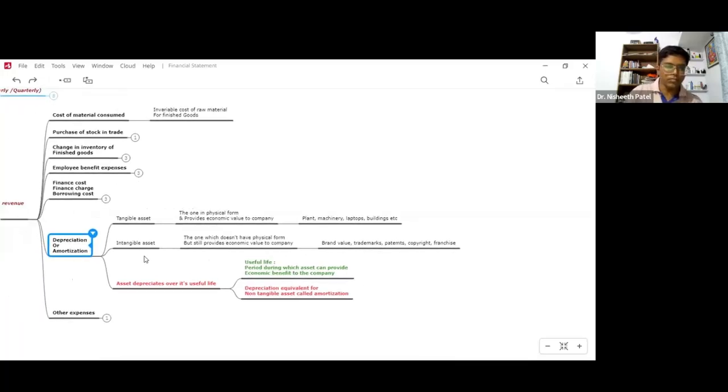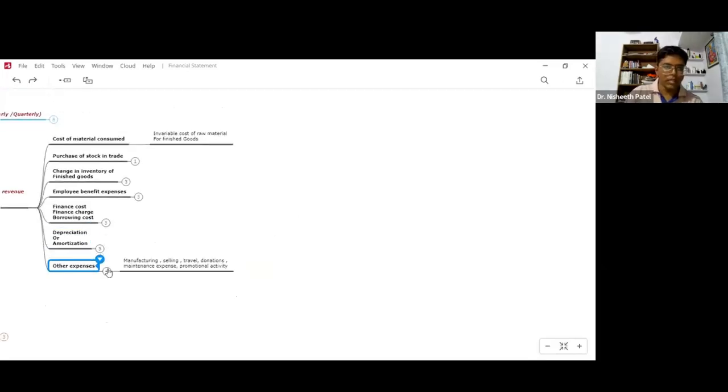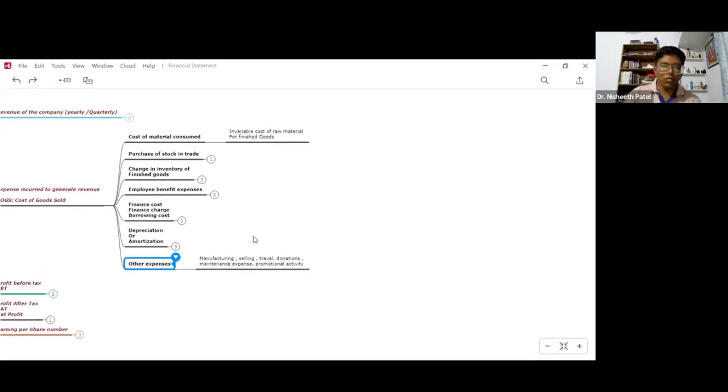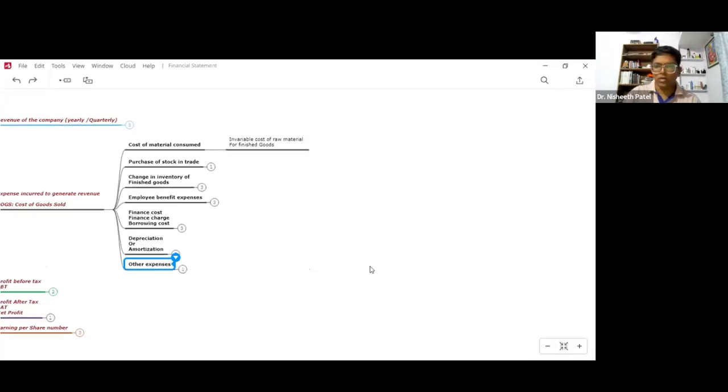So this amortization is the depreciation of the intangible asset. For tangible asset, it is called depreciation. For intangible asset, it is called amortization. And the other expenses, apart from any expense mentioned above, include the manufacturing expense, selling expense, travel expenses, donation, maintenance, promotional activity expenses, advertisement expenses. All this is included in the other expenses.